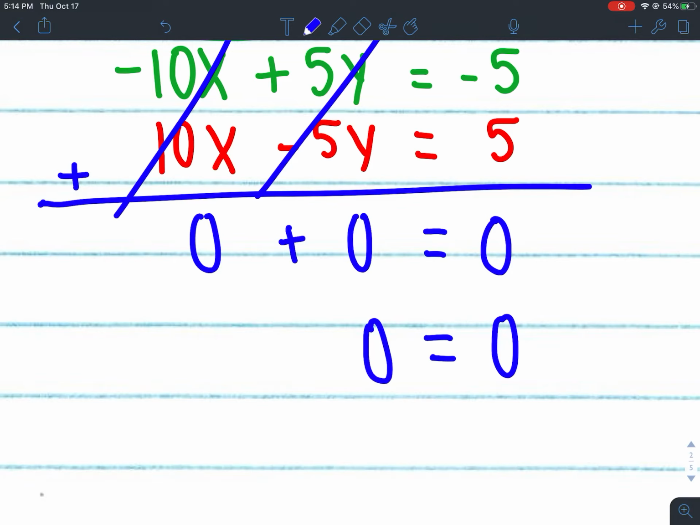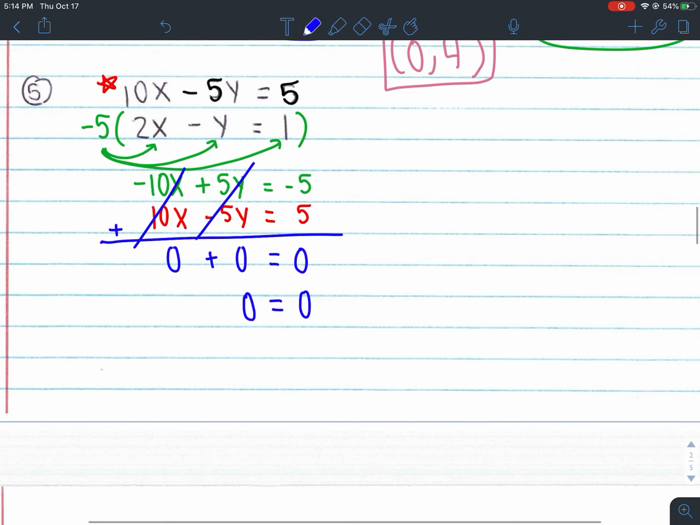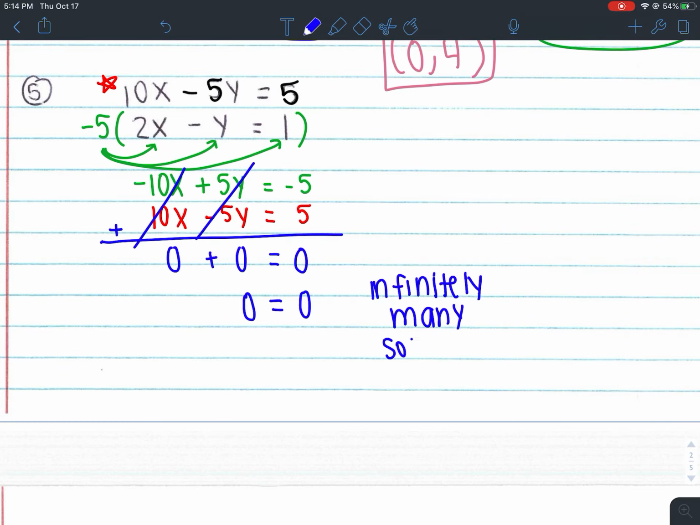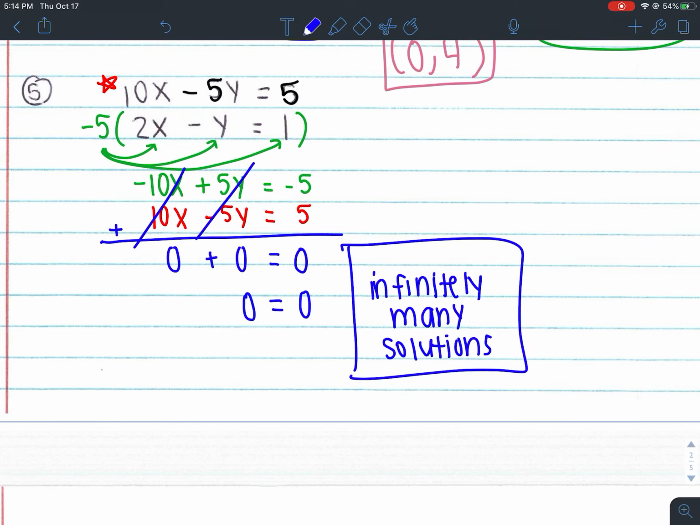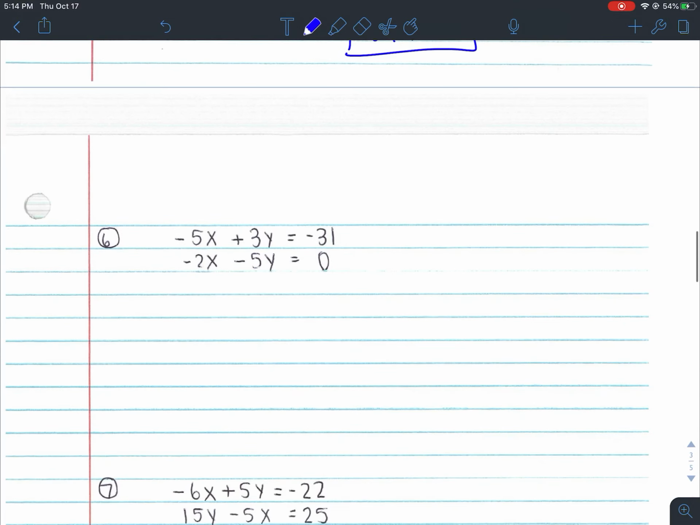So what do I really have here? I have 0 equals 0. Is this true? Yes. Is it always true? Does 0 always equal 0? Yes. Because these are true and it makes sense, this is going to give us infinitely many solutions. Just like with substitution, when I get two numbers that are the same and they equal each other, that means I have infinitely many solutions. And you can write IMS because it does take a lot of writing, right?